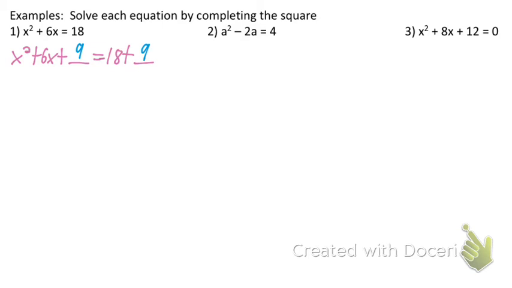What does the left side factor into? X plus 3, squared. We're always going to do the x, the variable there, and then we're always going to have the square root of that blank. Whatever we squared a moment ago is going to go in the parentheses. And what's it going to be equal to? 18 plus 9, which is 27.